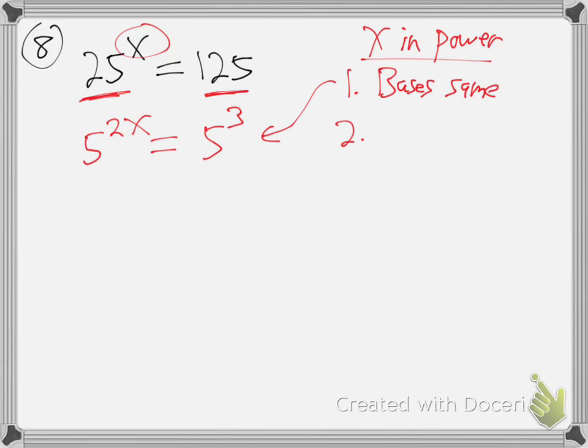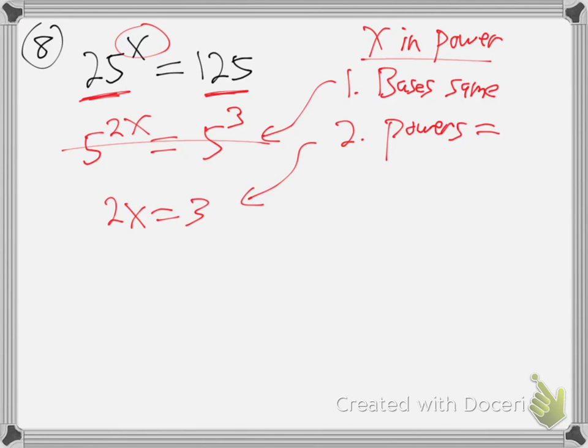So go ahead. Step 1, make the bases the same. We did. The bases match. Step 2, once the bases are the same, you can set the powers equal. Just forget about the bases, huh? And the 2x must equal the 3. Right? The powers must be the same. Once the bases are the same, the powers couldn't be different, or these things wouldn't be equal, would they?